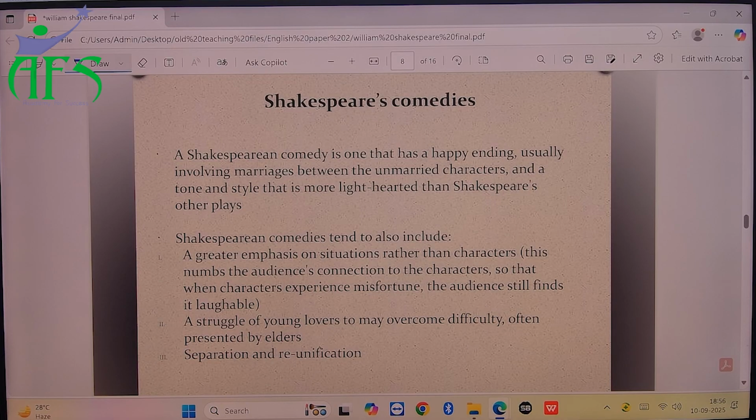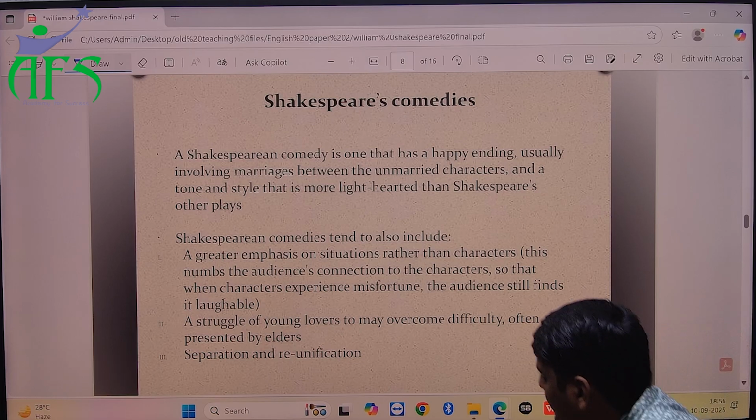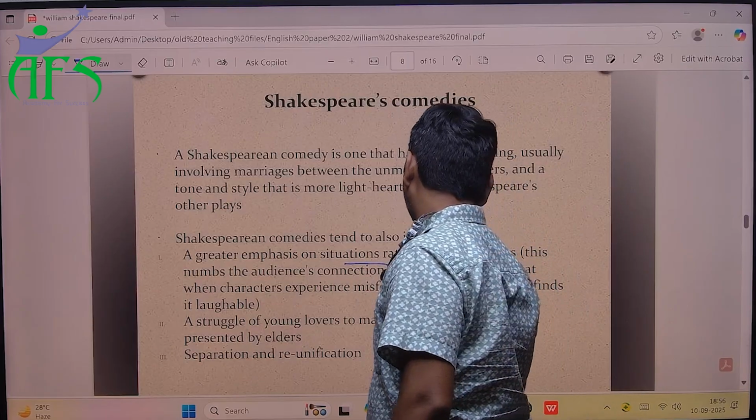So it is one that has a happy ending, usually involving marriages between the unmarried characters, and a tone and style that is more light-hearted than Shakespeare's other plays. Shakespearean comedies also tend to include a greater emphasis on situation rather than character. This is the one thing: a greater emphasis on situation rather than character.